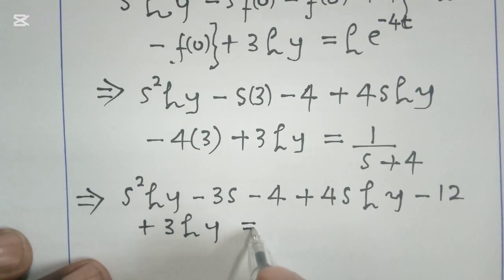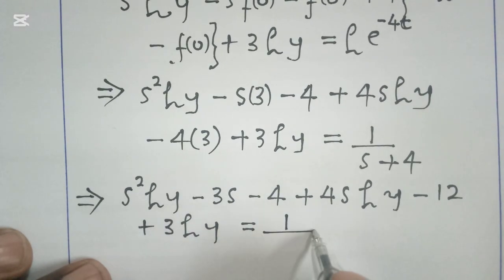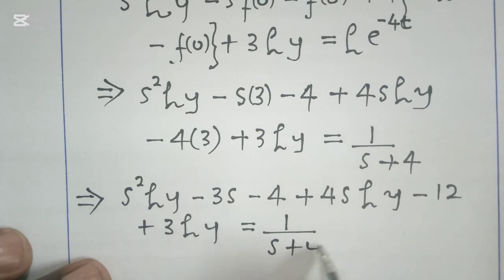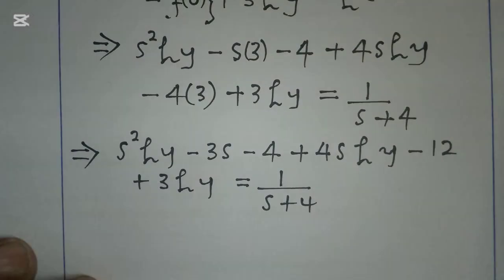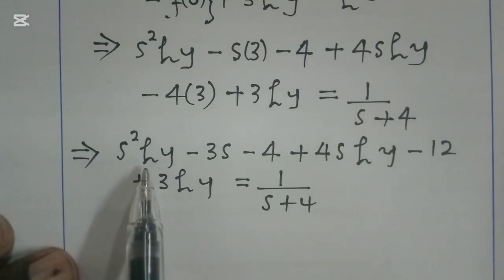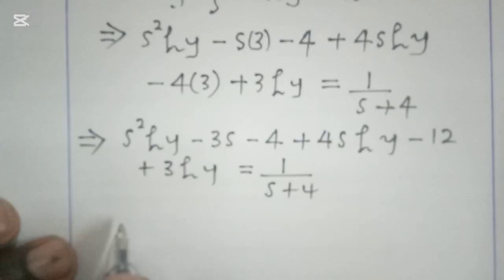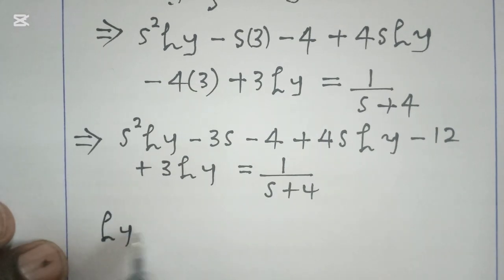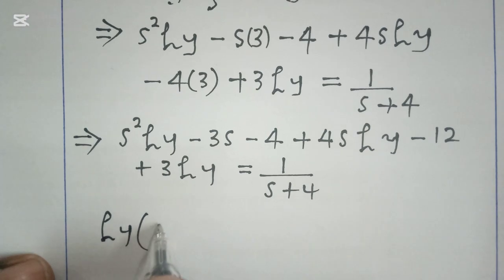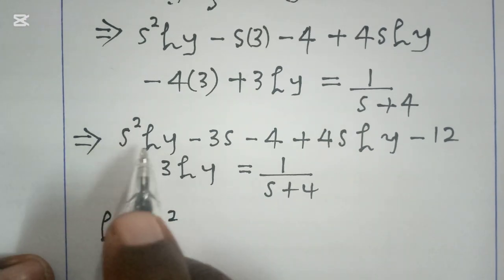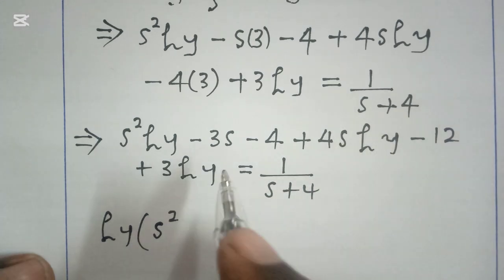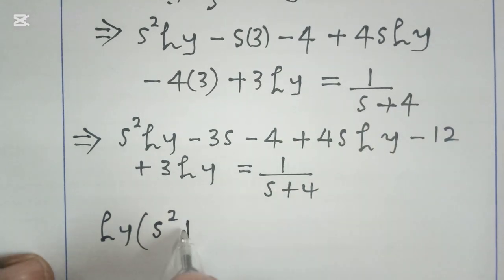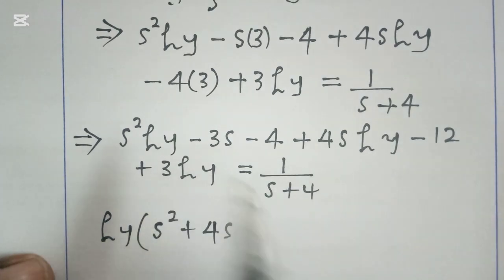This now gives us 1 all over s plus 4. So guys, we still continue. We now come and factor out the Laplace transform of y. If I factor out the Laplace transform of y, I'm going to be left with s squared for that. Then we have here 4s, because it's together with the Laplace transform of y. This is plus 4s. And then we also have this 3.